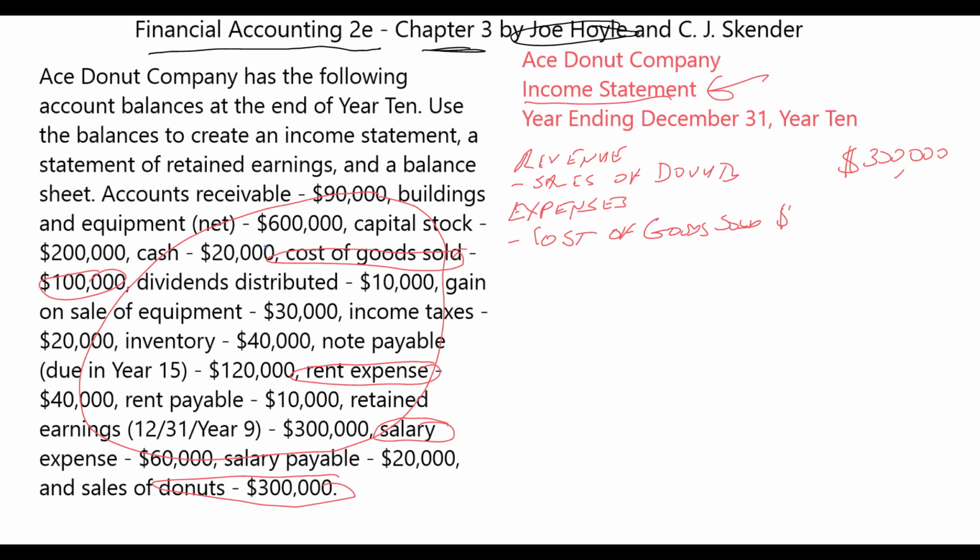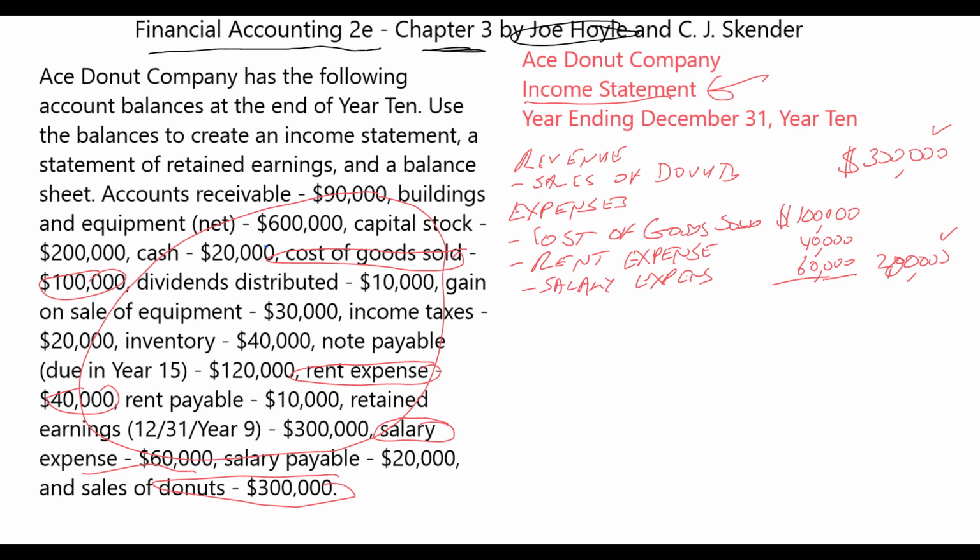We'll indent this a little bit so we can have a subtotal. They also, as you know, have rent expense. They've rented a building or they've rented a truck or something that they can use in their business, and the rent expense is $40,000. And finally, they have salary expense of $60,000. That's apparently the amount that the employees of this company have earned, $60,000. So this company has total expenses of $200,000. You have revenues of $300,000 and total expenses of $200,000.